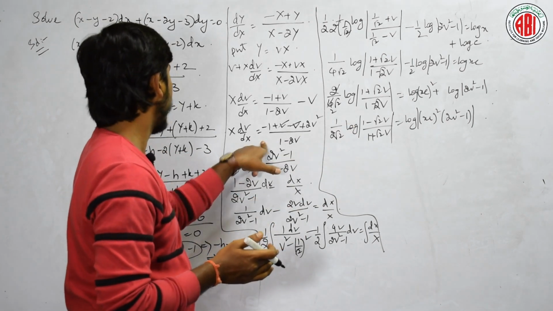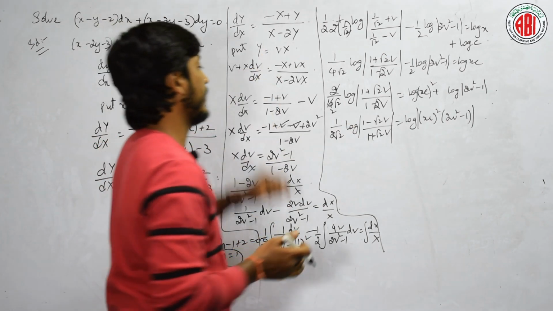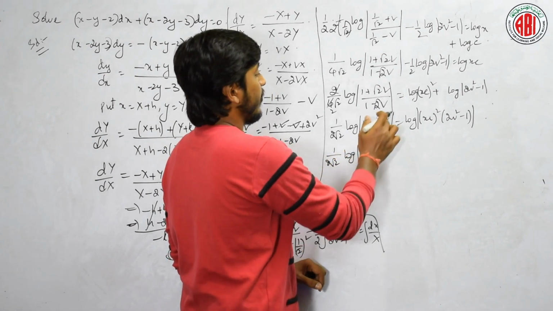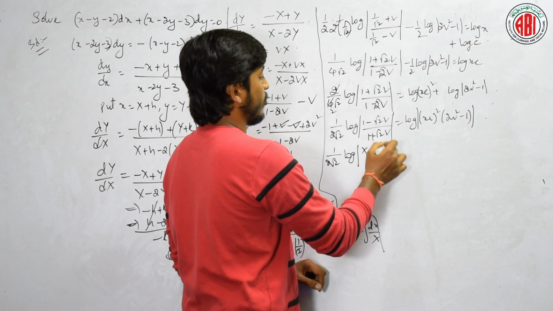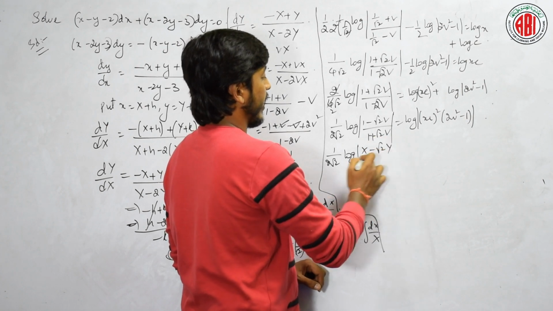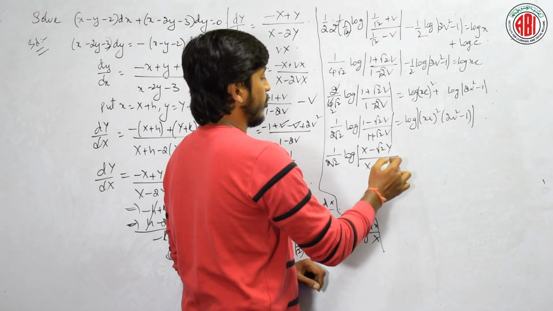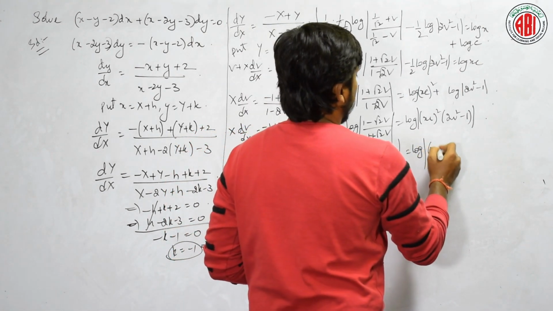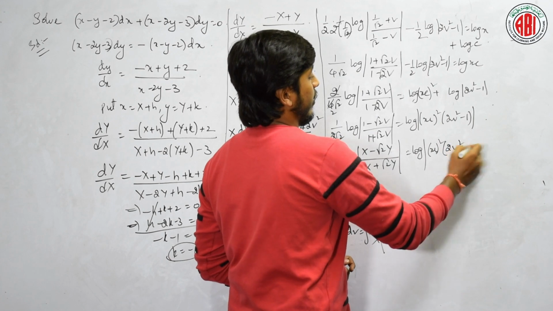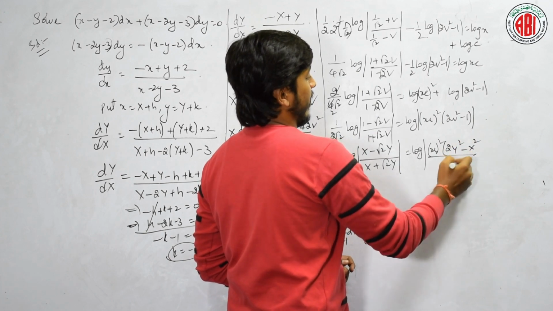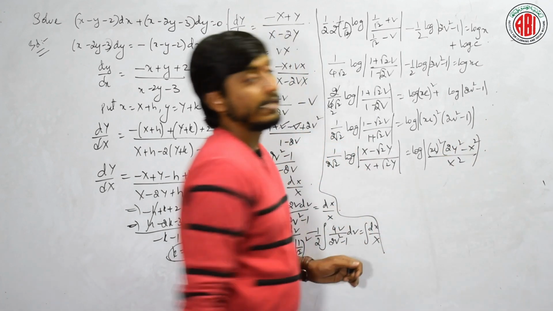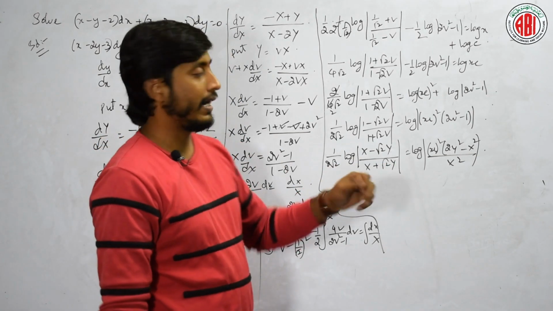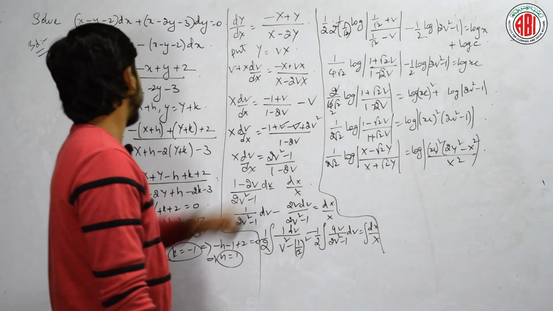V is nothing but y by x. Let us substitute it there, 1 by 2 root 2 log of y by x. This will be x minus root 2y, right. Here x plus root 2 y, that is equal to log xc whole 2y square minus x square divided by x square. Is it clear? If you want to simplify more, you can, but just directly substitute what is x here.